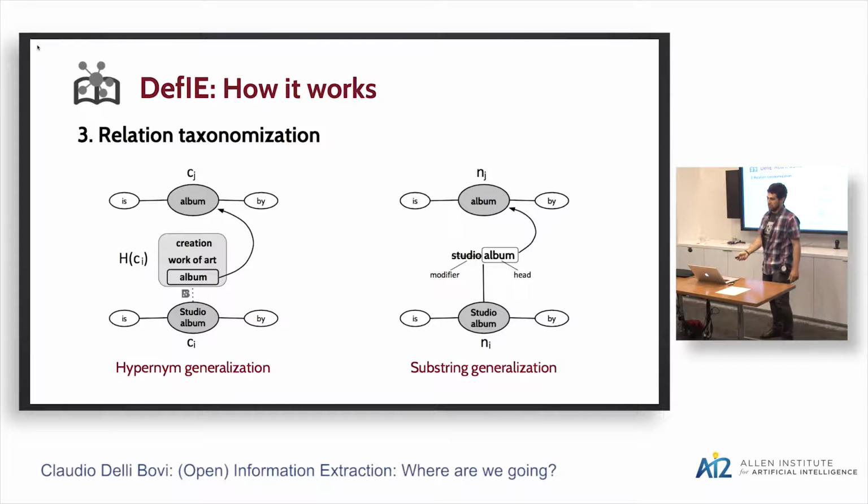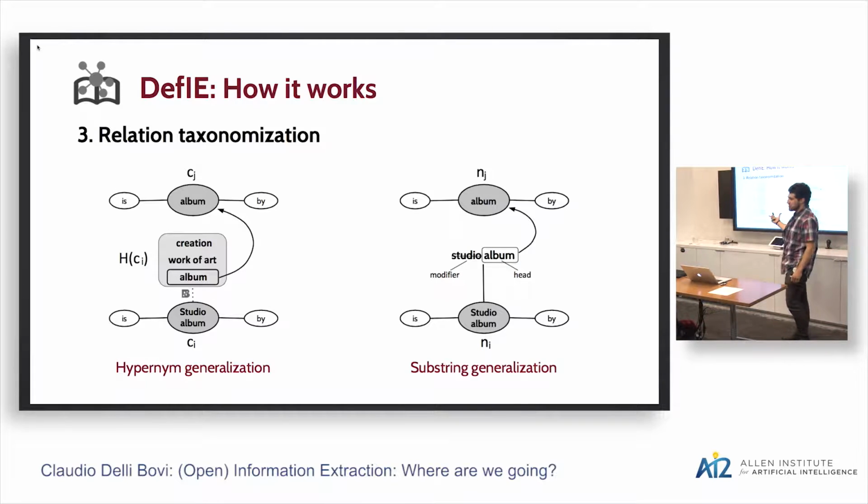Basically, you infer that since the pattern is exactly the same, except for this node, but this node is a child of this other node in the BabelNet taxonomy, then you can conclude that the whole pattern, this whole relationship, is a type of the above relationship. That's the sort of standard generalization, right?